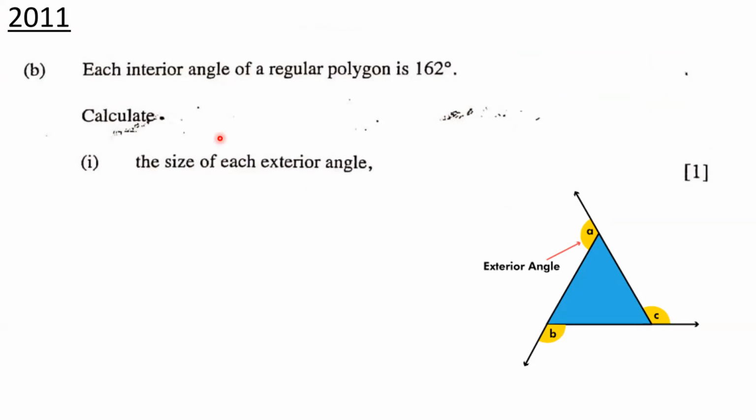In order to find the size of each exterior angle, we know that the exterior angles are the ones on the outside, and the interior angles are the ones on the inside. We also know that the sum of the interior angle and exterior angle is equal to 180 degrees. So if I want to figure out the size of an exterior angle, given my interior angle, I'm going to subtract the interior angle from 180. And so 180 minus 162 is equal to 18 degrees. Let's move on to the next question.